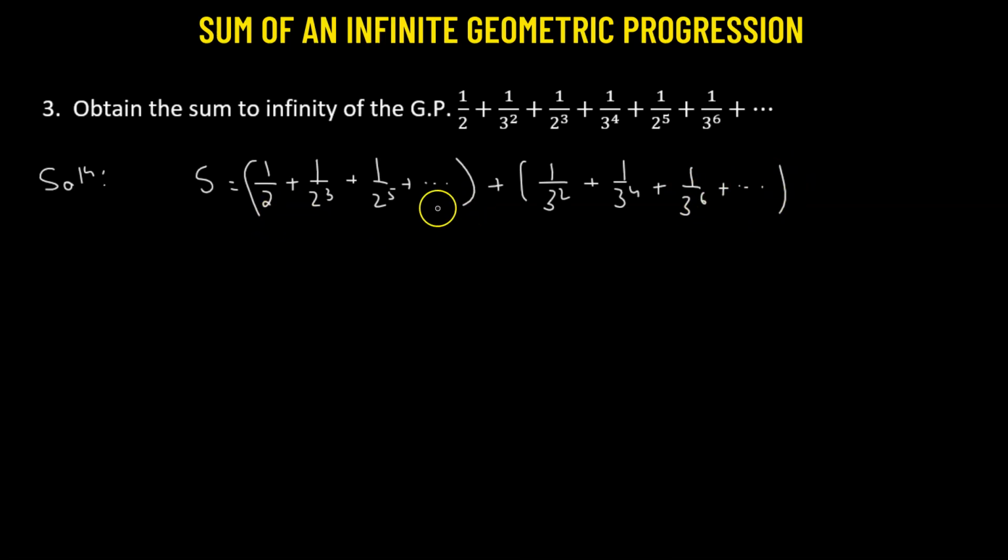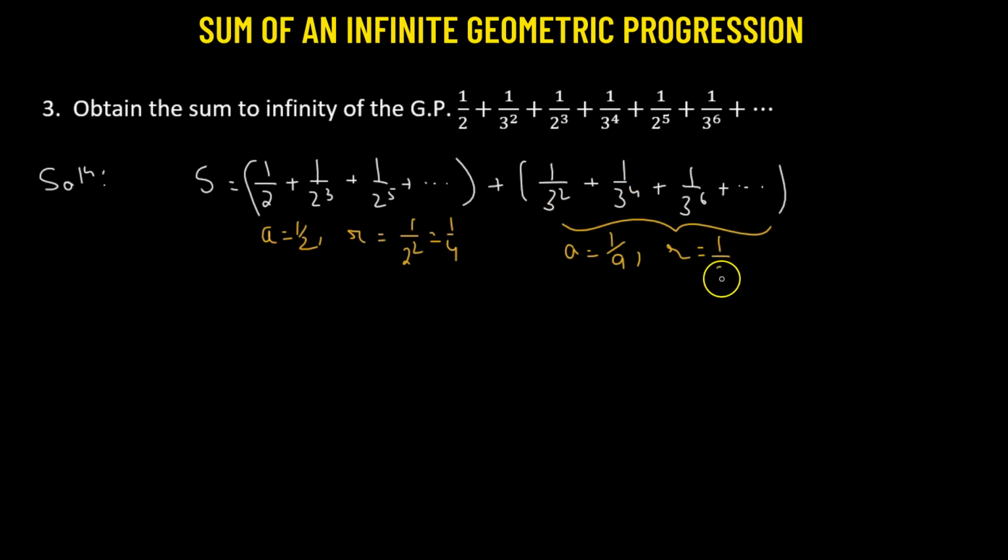Now we have two geometric progressions. In the first geometric progression, the first term is half and the common ratio r is 1 over 2 cubed divided by half, which is going to give us 1 over 2 squared, or simply 1 over 4. Then coming to the next geometric progression, here the first term is 1 over 3 squared, which is 1 over 9, and then we have a common ratio of 1 over 3 raised to the power of 4 divided by 1 over 3 squared. We have 1 over 3 squared, or simply 1 over 9.